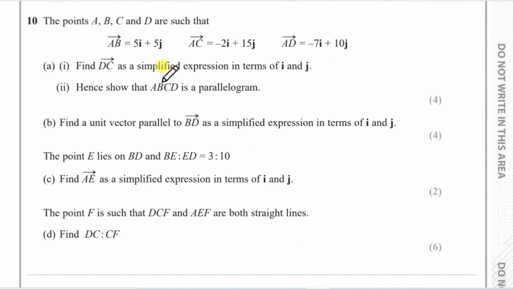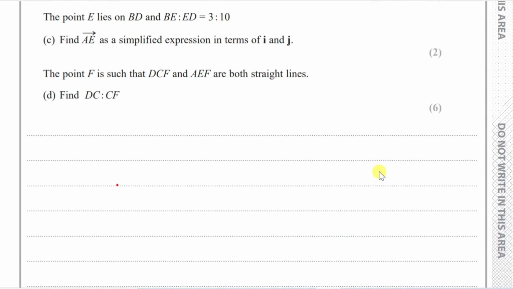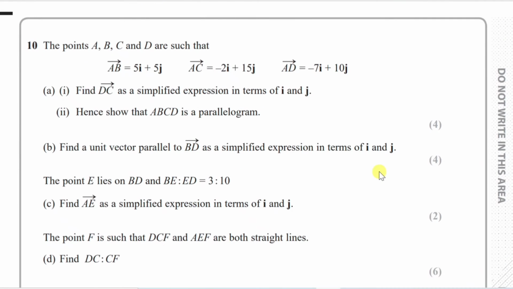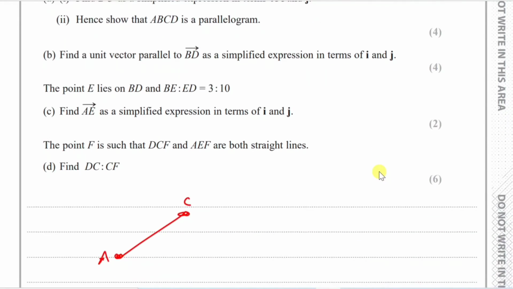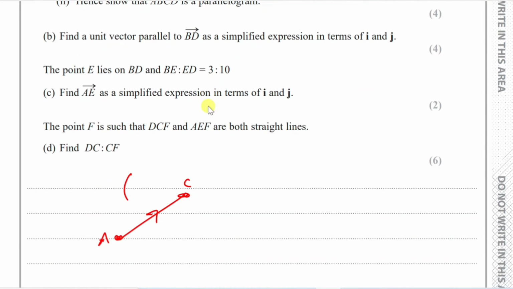Now, points A, B, C, and D are such that the vector A to B is given by 5i plus 5j, AC is that, and AD is this. Find D to C as a simplified expression in terms of i and j. So going from D to C, let's firstly understand how we draw this. It helps a lot to draw vectors. It's telling us from point A to point C, we travel with a vector of minus 2i plus 15j. I like to write it as a column, with the i term on top and the j term below, so it'll be minus 2 and 15.